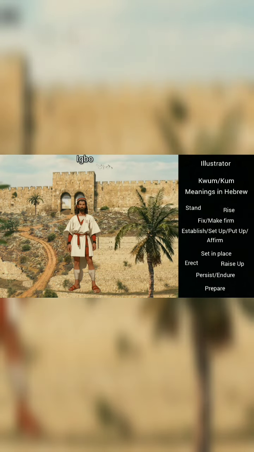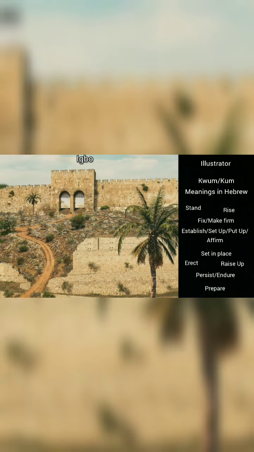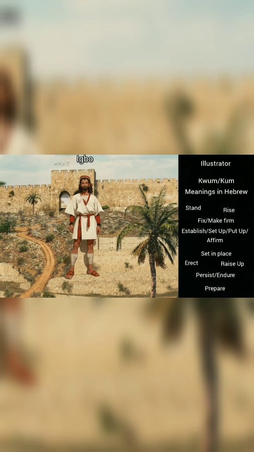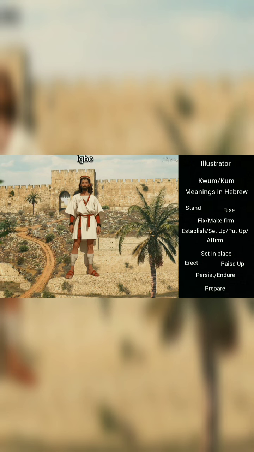Now, in this video, we're going to be looking at the word Kwum. This word has various applications in the Hebrew language as spoken in Judea, and we outlined a few meanings here. From stand, to rise, to fix or make firm, to establish, to set up, to put up, to set in place, to erect, to raise up, to persist, to endure, and to prepare. Now, these are few meanings of Kwum in the Hebrew language. However, we are now going to be looking at this word as they are used in the Igbo language.